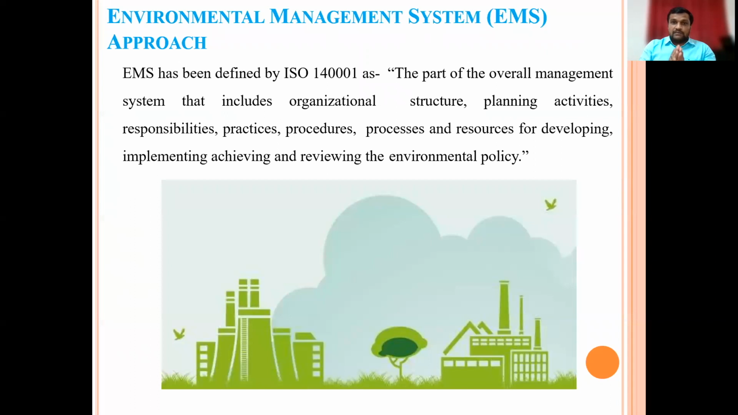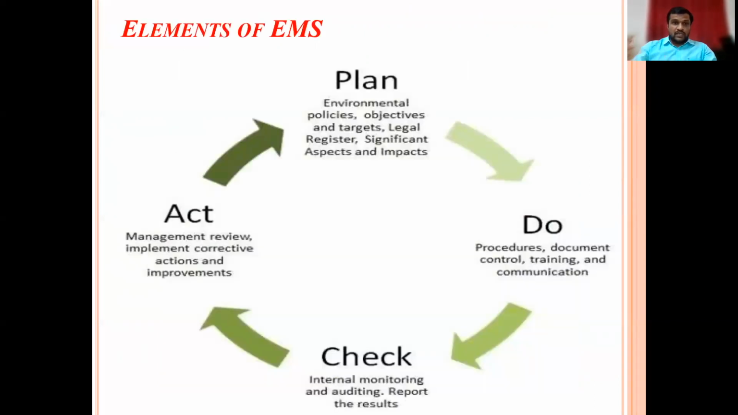So environmental management system is generally the combined approach to develop the process, to implement and achieve the environmental policies in terms of solving any real world problem, in terms of solving any environmental issue. Okay, so EMS has four components. There are four elements of environmental management system that include plan, do, check, and act.